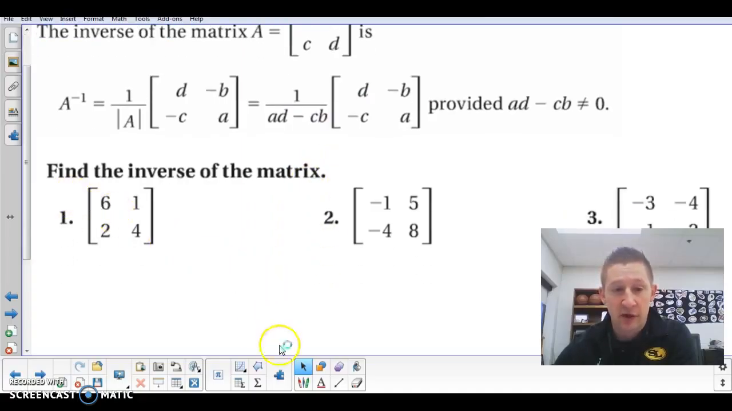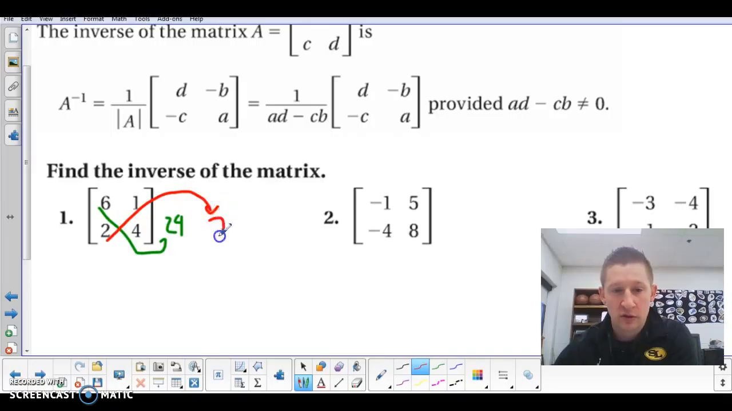As an example, here we go. The first thing you've got to do is find the determinant to see if there even is an inverse. Well, 6 times 4 is 24, and 2 times 1 is 2. So 24 minus 2 is 22. Well, it has a determinant. That means it has an inverse.